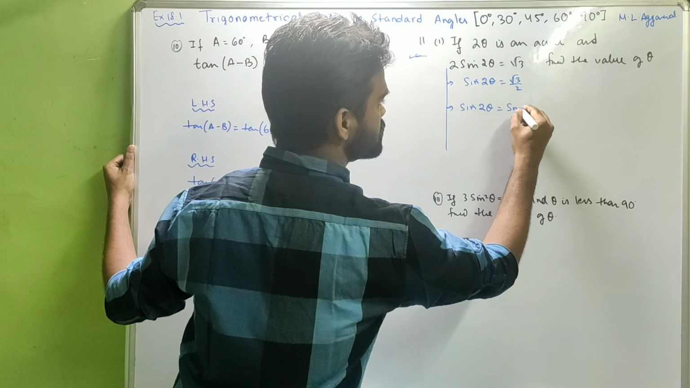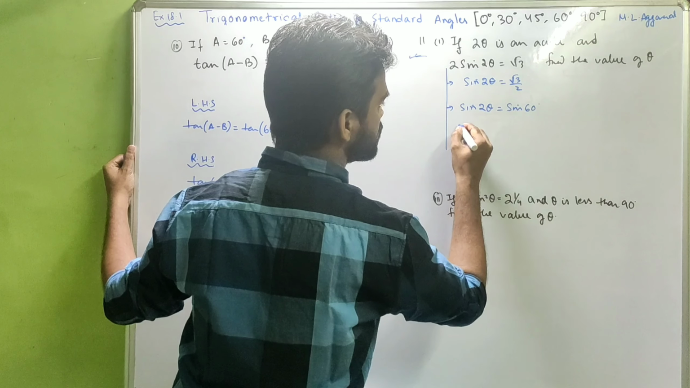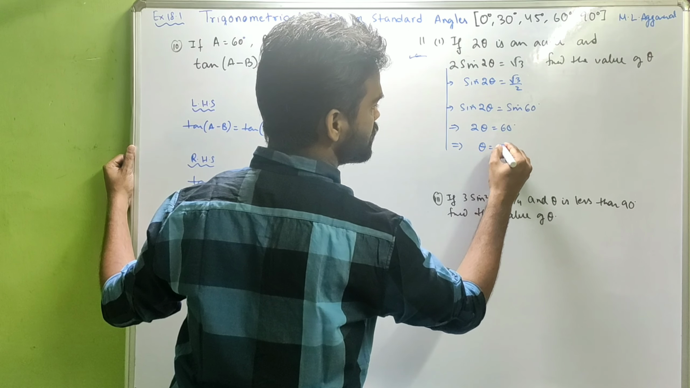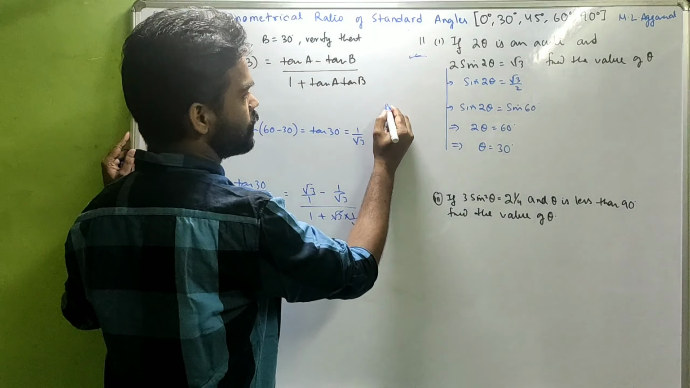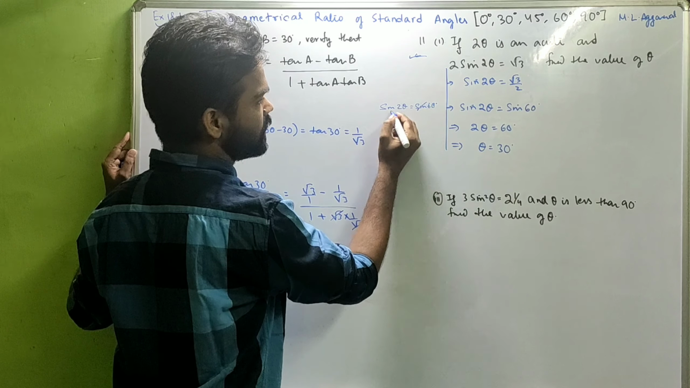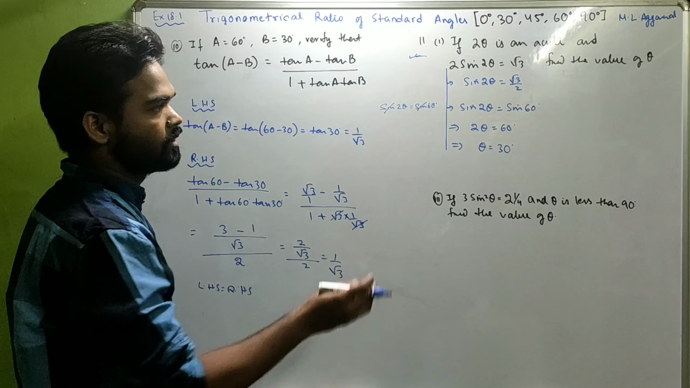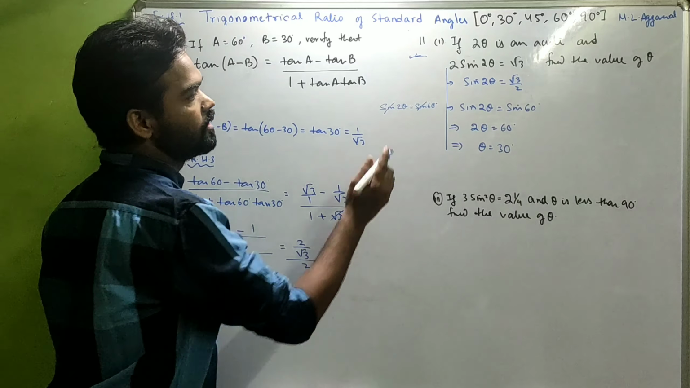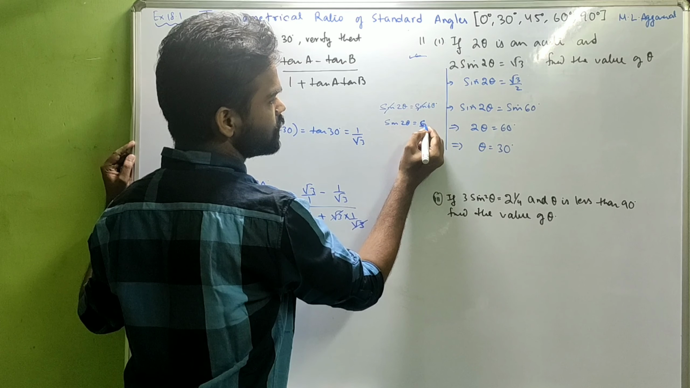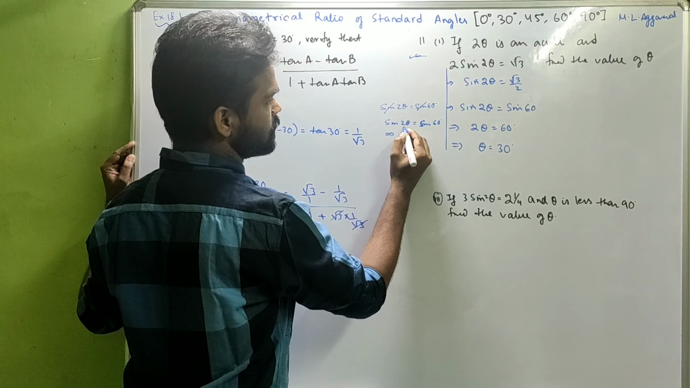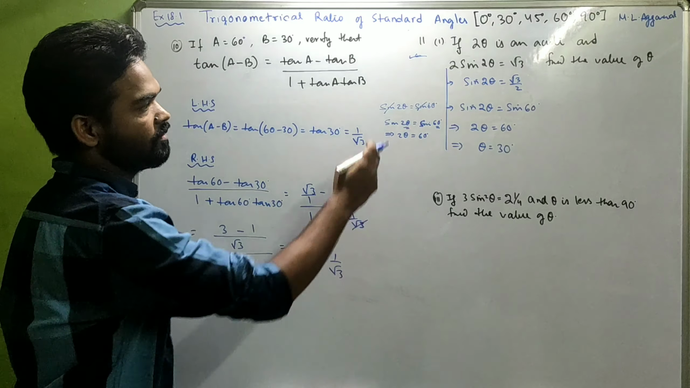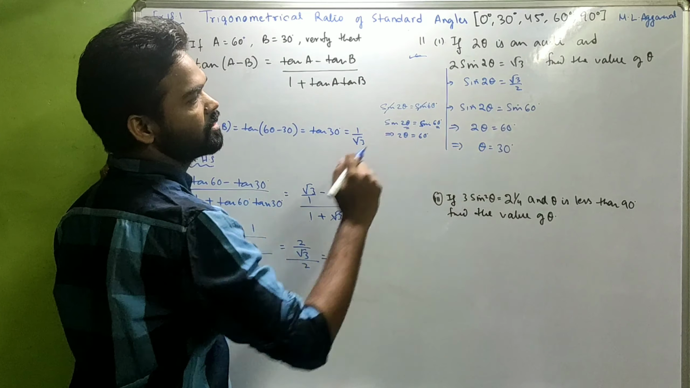Sine 2 theta equals sine 60, which implies 2 theta is 60 degree, which implies theta is 30 degree. One thing more: sine 2 theta equals sine 60 doesn't mean you're cancelling sine and sine. Never. Sine 60 is one complete term. Sine 2 theta is sine 60 means you can equate the angle part, so 2 theta equals 60 degree. You can do it like that, but never cancel sine and sine. So theta is 30 degree.